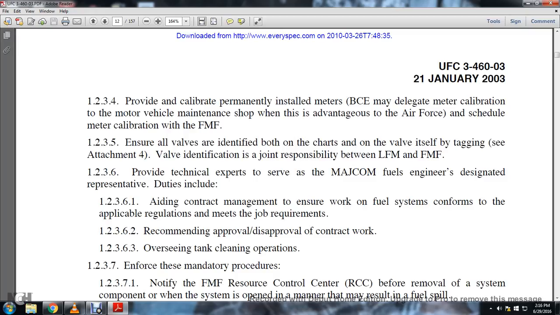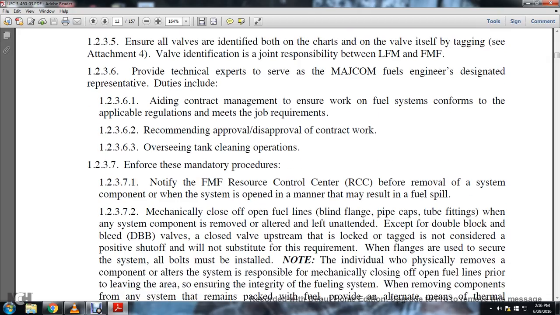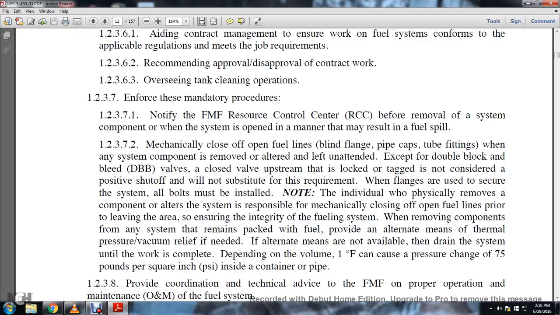Provide technical experts to serve as the Major Command fuels engineer's designated representatives. Duties include aiding contract management, ensuring work on the fuel system conforms to the applicable regulations and meets the job requirements, recommending approval or disapproval of contract work, overseeing tank cleaning operations, enforcing the mandatory procedures, and notifying the fuel management flight resource control center before removal of any system components when the system is opened in a manner that results in fuel spill.